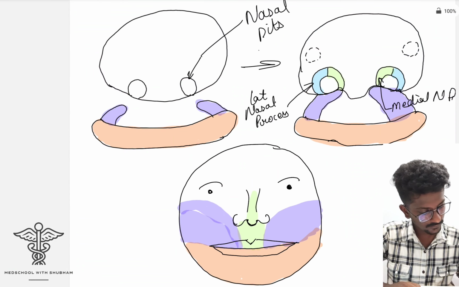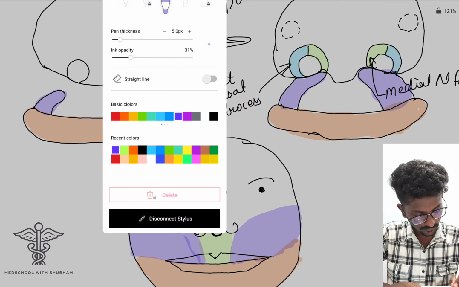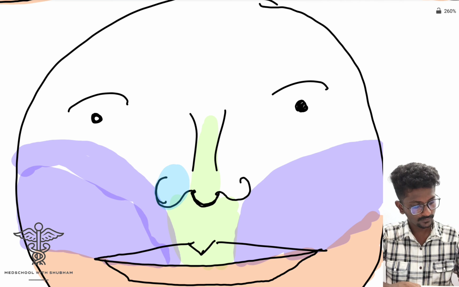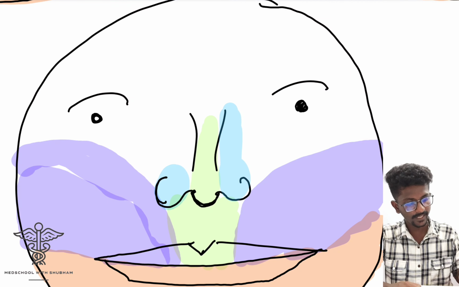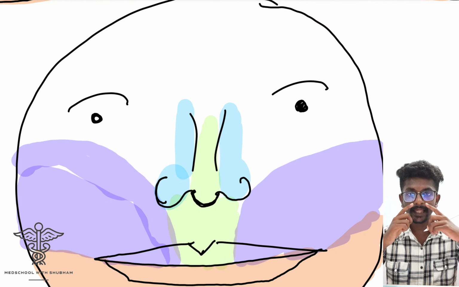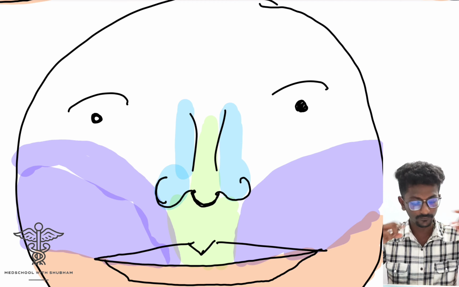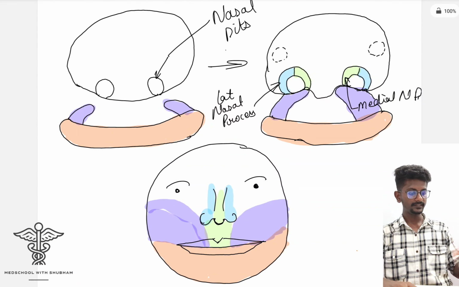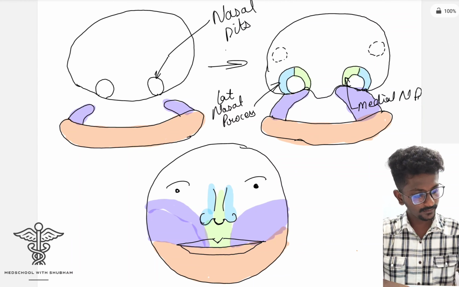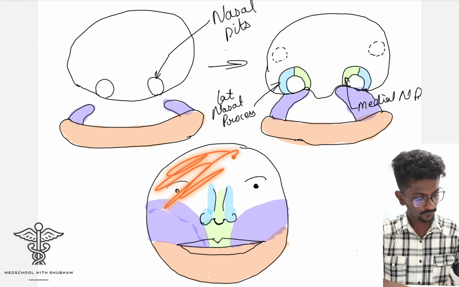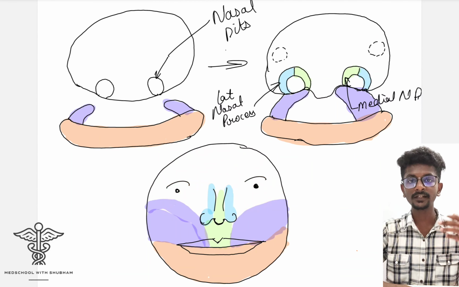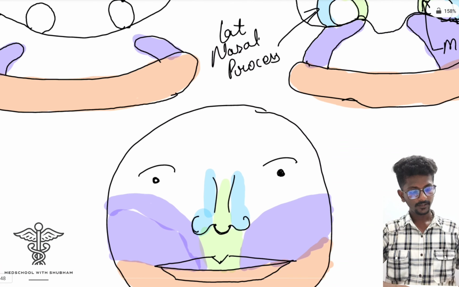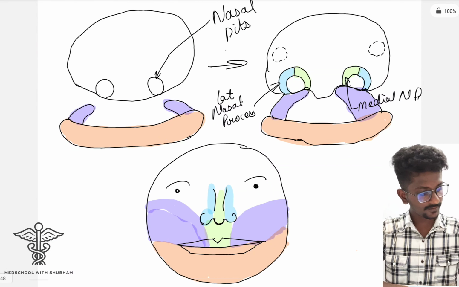And the ala of the nose and the lateral part of the nose will be formed from the lateral nasal process. I hope this is very clear to you guys. And the white thing that you can see over here, this entire white structure, is formed from the frontonasal process. Okay. I hope I have drawn in a very colorful manner.